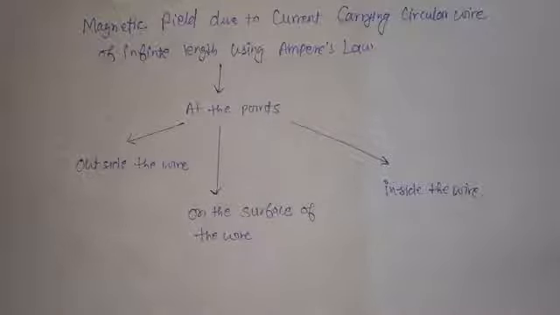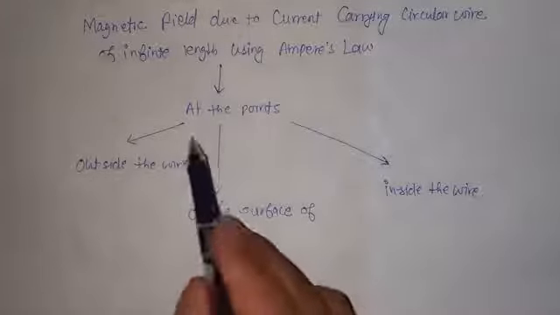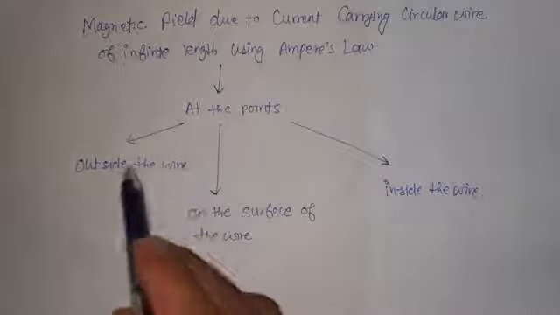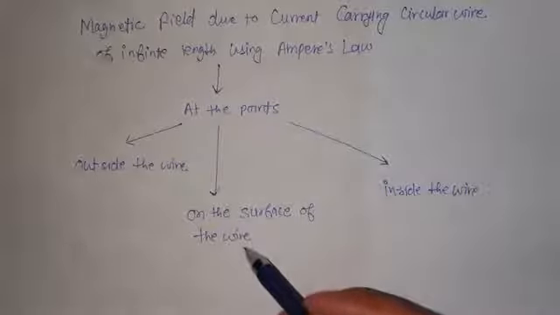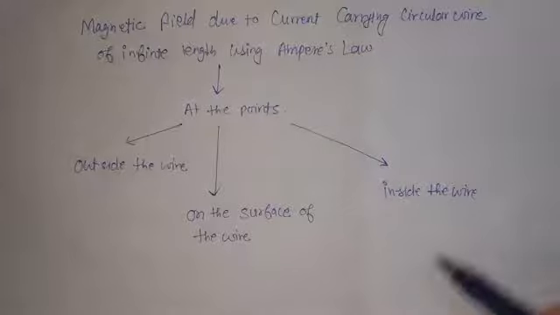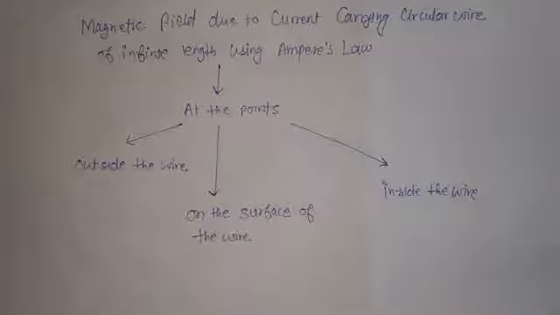Today we are going to learn how to find the magnetic field of a current carrying circular wire of infinite length by using Ampere's circuital law. Here we are going to consider three points. One point will be outside the wire, the second point will be on the surface of the wire, and the third point will be inside the circular wire.